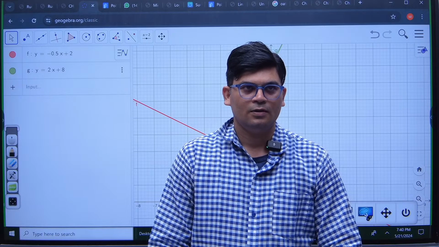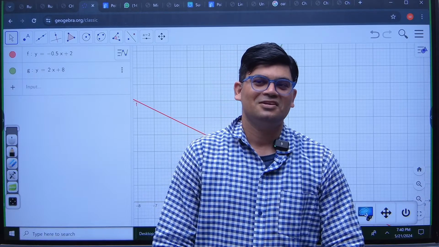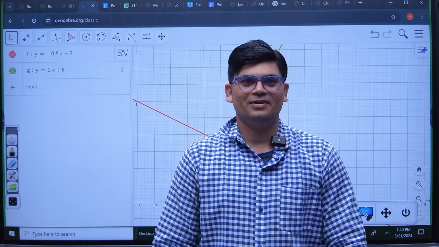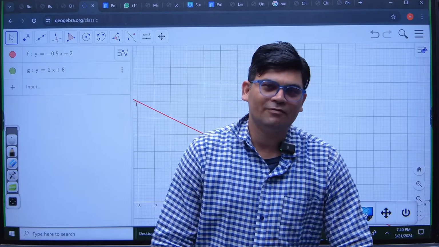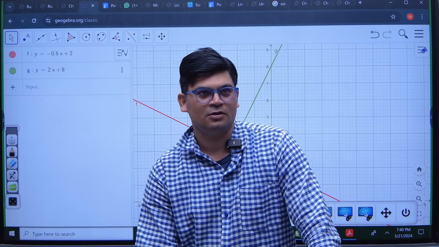What if it's 1? If the product is 1, nothing happens. If the product is negative 1, then we say that the lines are perpendicular to each other. Okay?